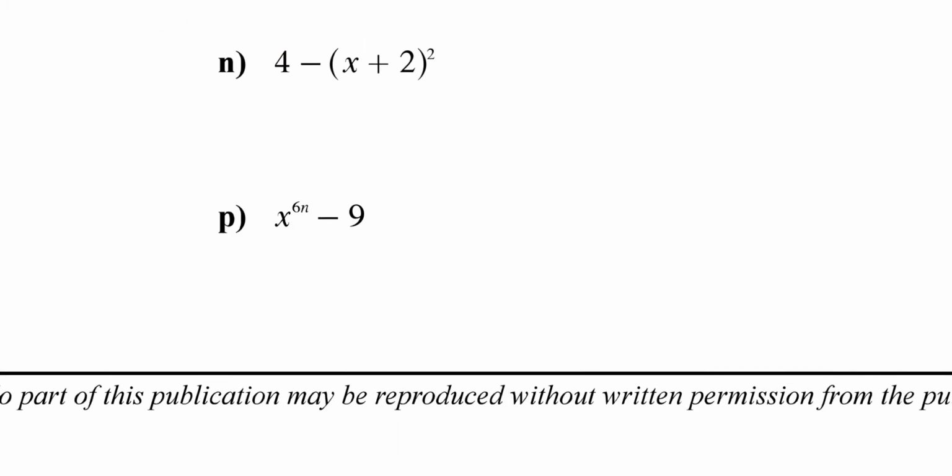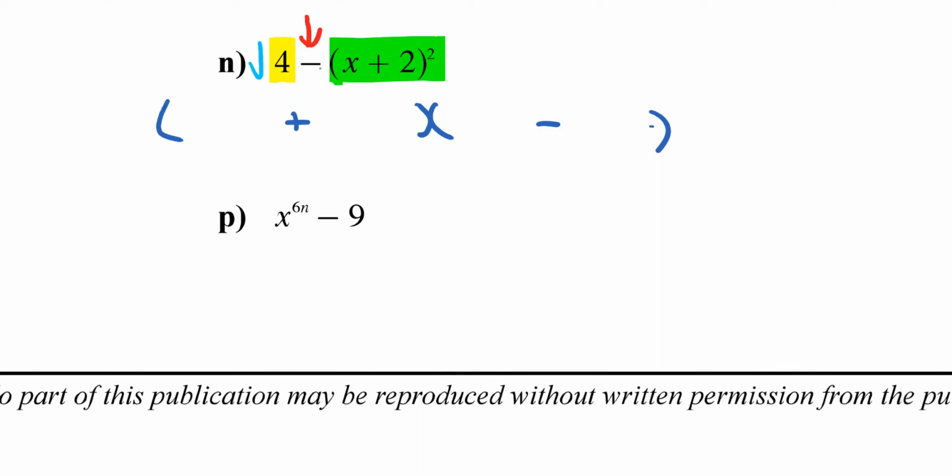Letter N, there's two terms, and there's also a minus sign in the middle, so you can factor this using a difference of squares. And there's a plus sign and a minus sign in the middle, and after that you just take the square root of both terms. So the square root of 4 is 2, and the square root of x plus 2 all squared is just x plus 2 and x plus 2.